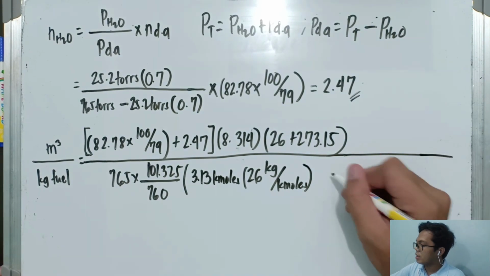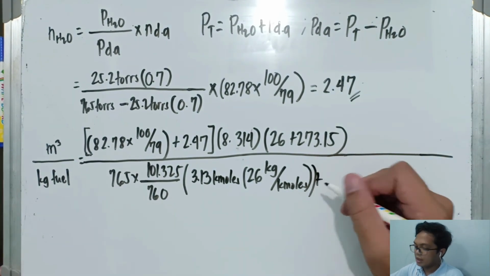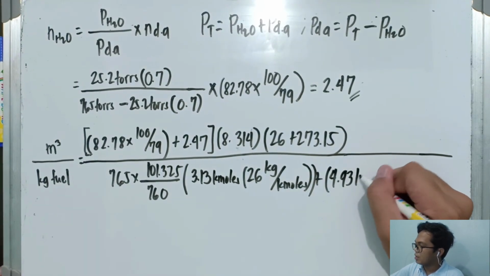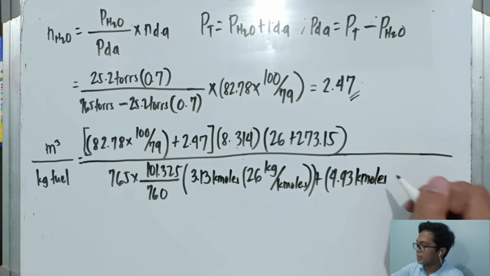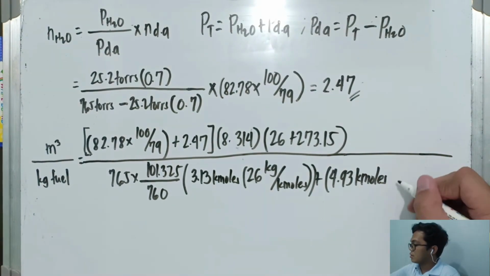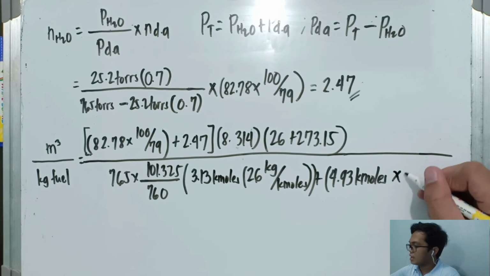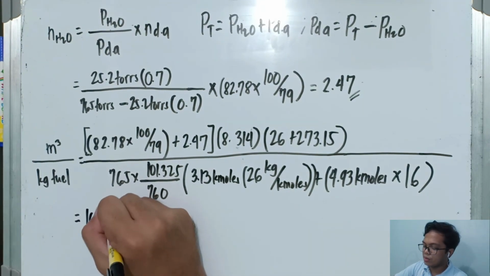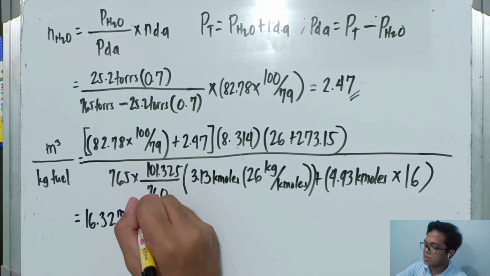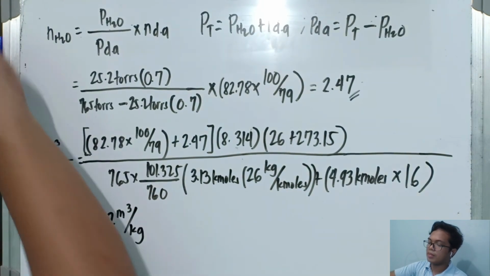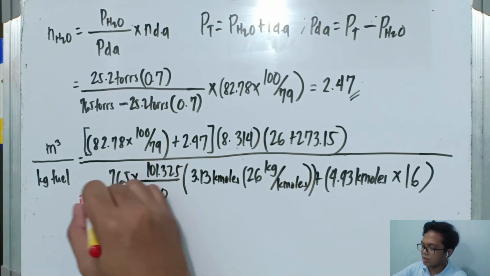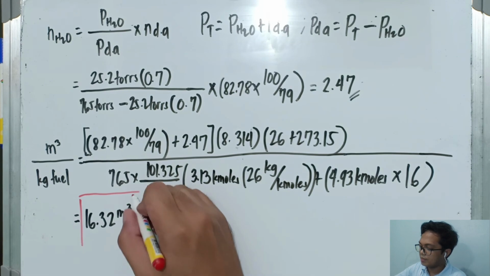And then for our methane, that is 4.93 kilomoles. Multiply this again by its molar mass, so it's 16, right? Yeah, 16 kilograms per kilomole. I'm not going to write the unit. And this is 16.32 cubic meters per kilogram. So this is our cubic meters of wet air per kilogram of fuel.